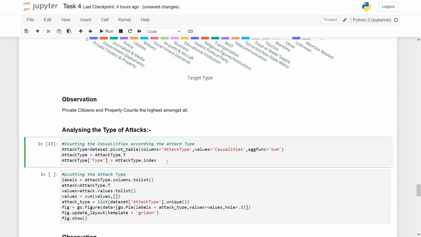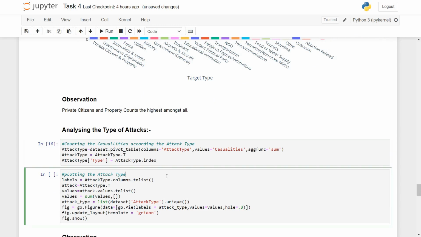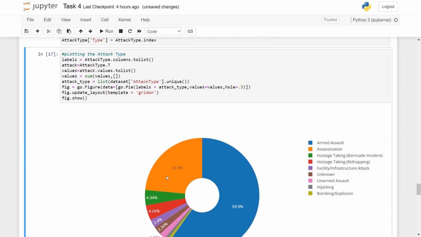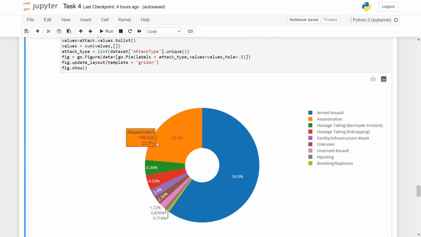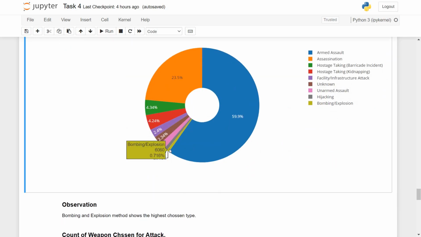I'm going to enter this line of code and now run the plot. Yes, you can infer that 23.5% is assassination, 59.9% is armed assault, bombing and explosion 0.7%, unarmed assaults 1.72%, unknown 2.34%, facility or infrastructure attack 2.34%, hostage taking and kidnapping 4.24%, and hostage taking 4.34%. This is the hostage barricade incidents.